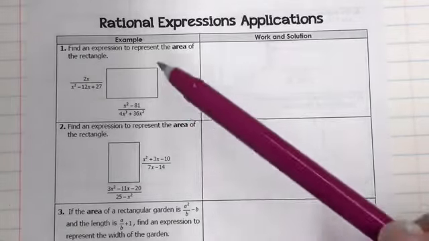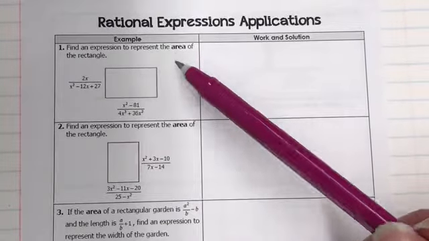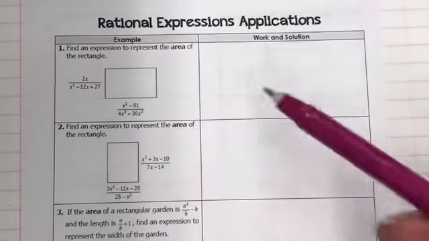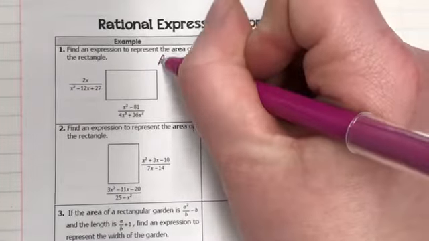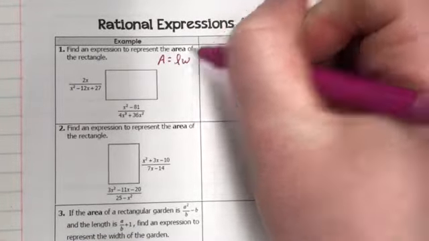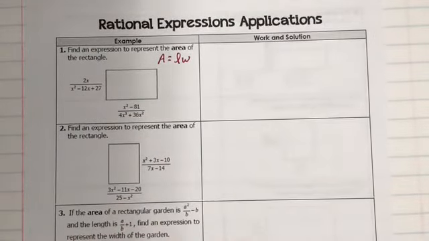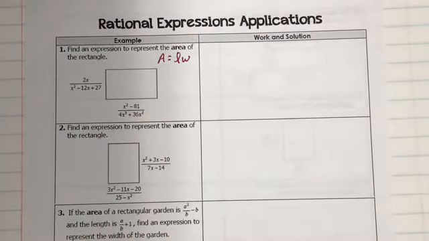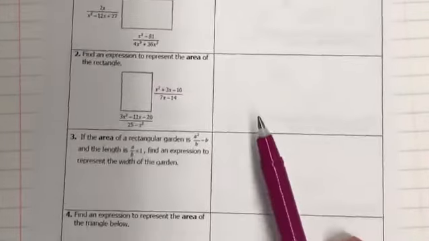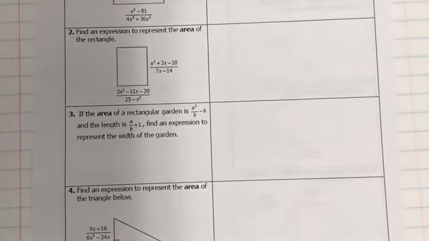So for 1 and 2, since they're wanting the area of a rectangle, remember our formula for the area of a rectangle is just length times width. So essentially I'm just having to multiply these 2 expressions together. And since I want to simplify, I'll probably factor first and cancel as much as I can before I multiply. But 3, I would like to do 3 because it doesn't have a picture with it.